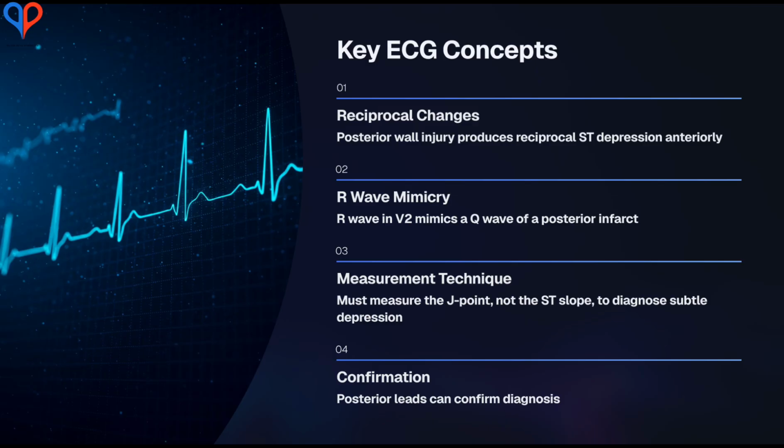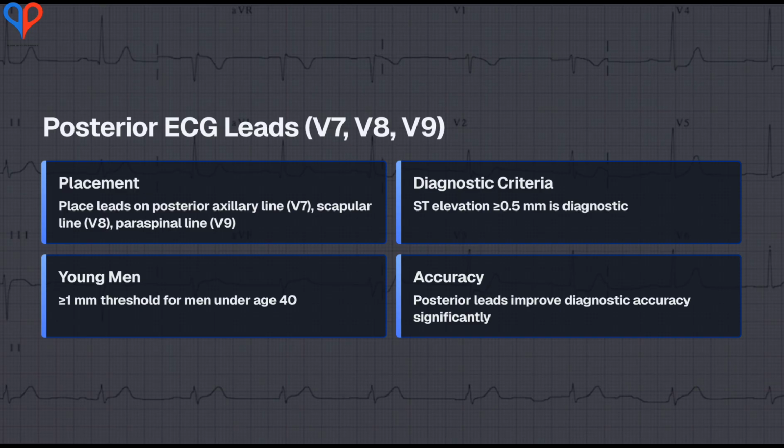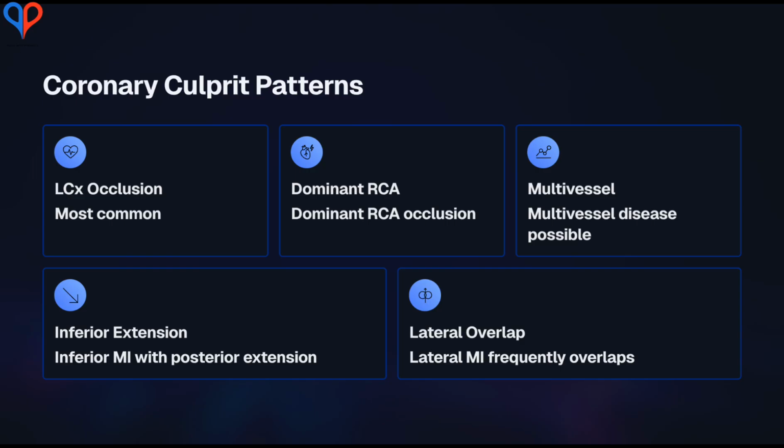But because reciprocal patterns can be misinterpreted, confirming with posterior leads is essential. Posterior leads V7, V8, and V9 are placed along the posterior axillary, scapular, and paraspinal regions. Even 0.5 millimeters of ST elevation in these leads is diagnostic, with modern guideline exceptions allowing 1 millimeter thresholds only for men under 40. The typical culprit artery is the left circumflex, which is notoriously underrepresented on the ECG.